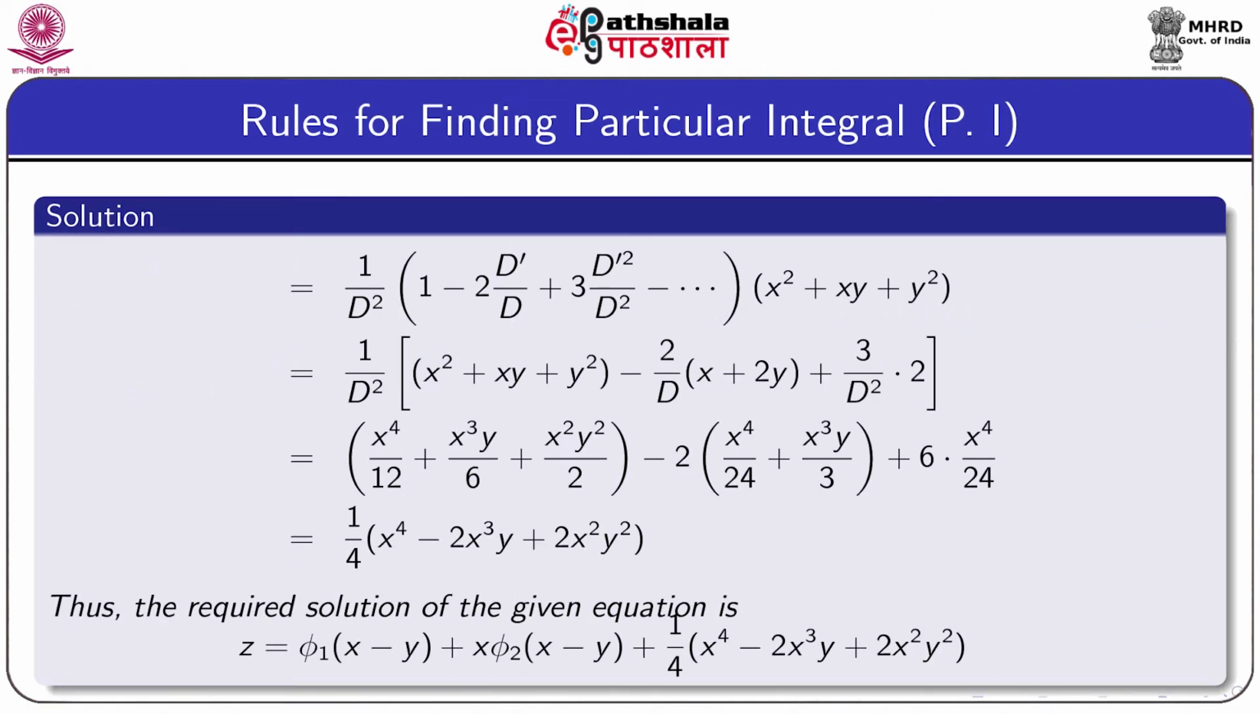So, the binomial expansion of that operator becomes 1 minus 2 D dash by D plus 3 D dash square by D square minus dot dot. This binomial series contains an infinite number of terms, but since in small f, that means in the function x square plus xy plus y square, the highest order of the polynomial is 2, it is sufficient to take the terms up to D dash square by D square. So, that is why we took only the first 3 terms in the expansion.